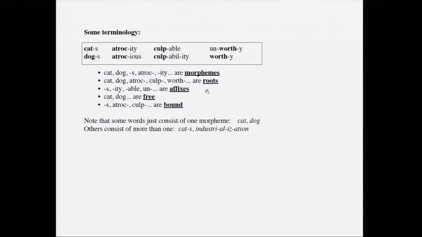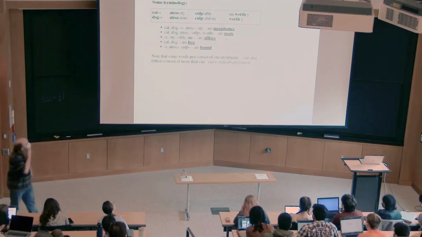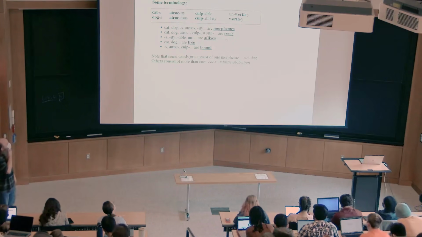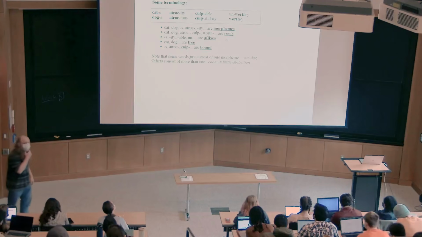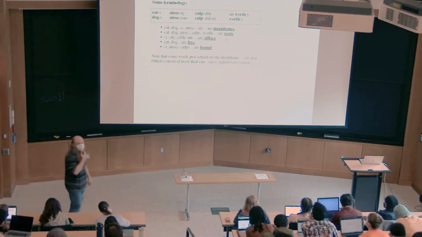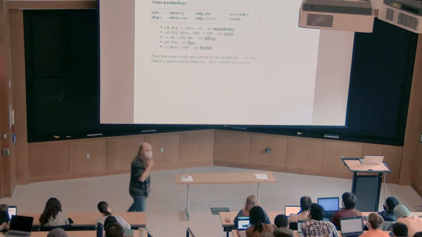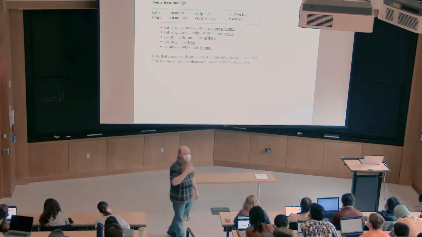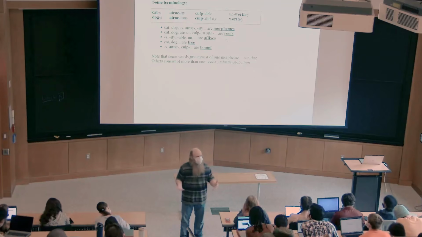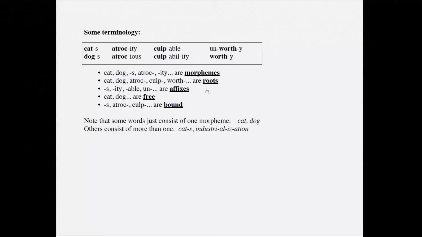So now some terminology, including a word that Raquel just said, so let me get all of you caught up. Words like cats or dogs or atrocity or culpable or unworthy have multiple parts. We can productively divide them, and it's useful to divide them into parts. These parts of words are what are called morphemes. So cat is a morpheme, dog is a morpheme, s is a morpheme. So is atroce and itty, and atrocity. Those are all morphemes. So that's the name for these parts of words.